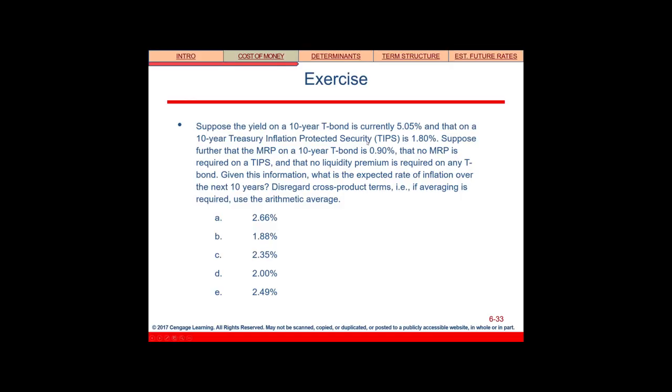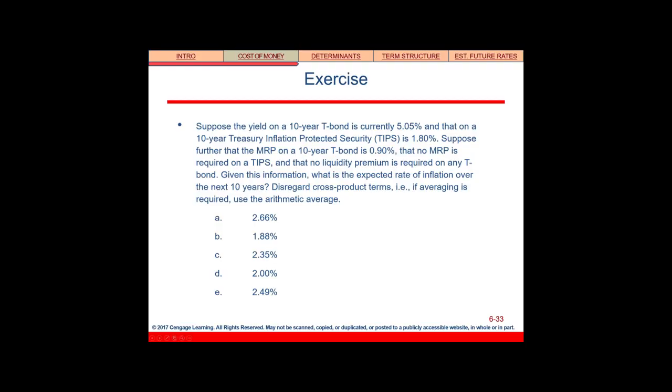So let's first use this Treasury bond. Here it says that the MRP is 0.9%, so that's the MRP for this one. Remember, there are three factors in this 10-year Treasury bond. The first one is the real risk-free rate of return, then plus inflation, then plus the maturity risk premium, right? The inflation premium is clearly what we want to know. We want to calculate the inflation premium in the next 10 years, so we can leave it out.